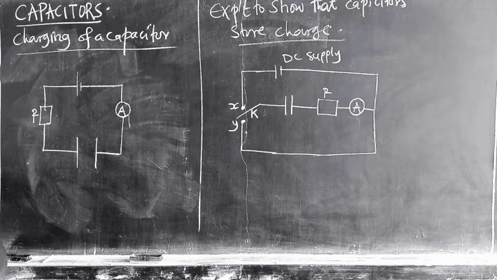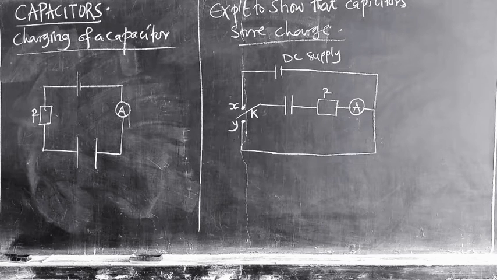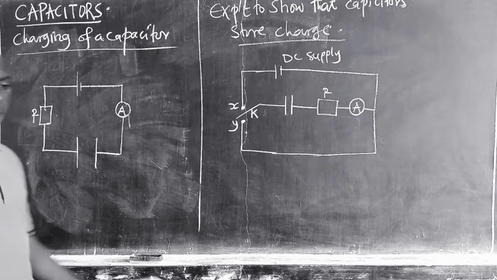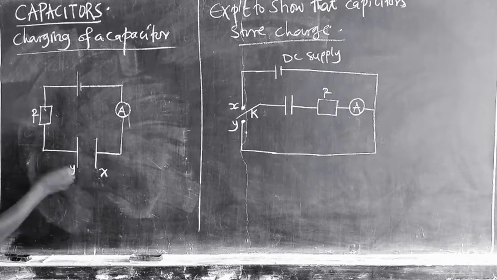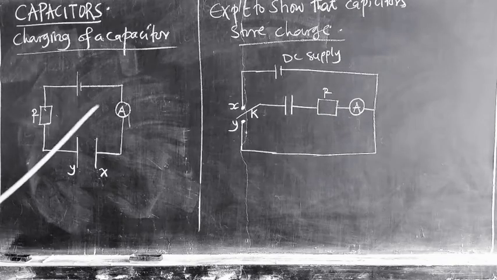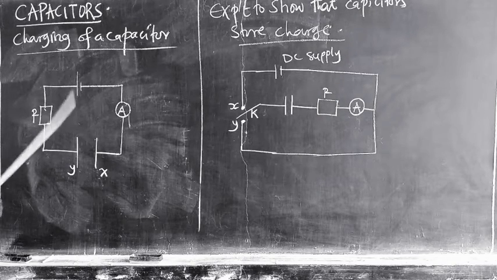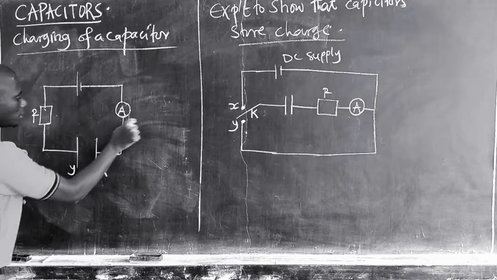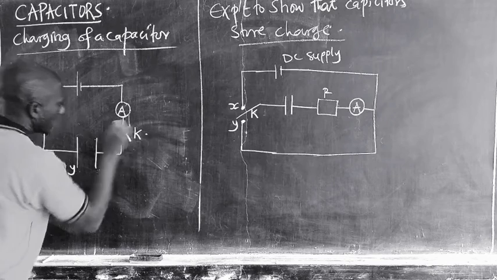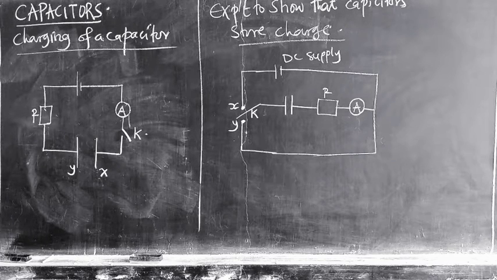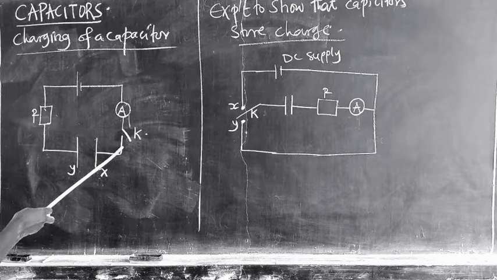So now, what happens? We can name these two plates. We say this is plate X and this is plate Y. So what happens when you connect these? When you connect them like this, somebody can decide to put a switch here. Let's say this is the switch K. So when the switch K is closed, what happens?